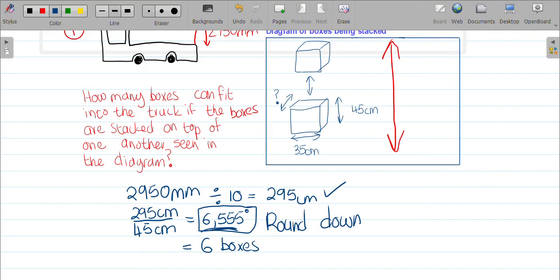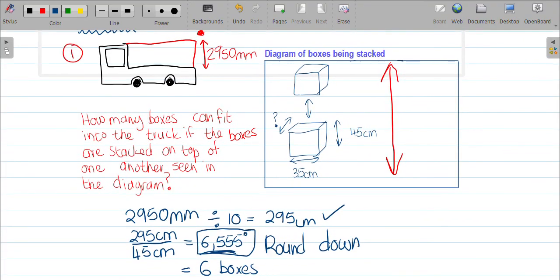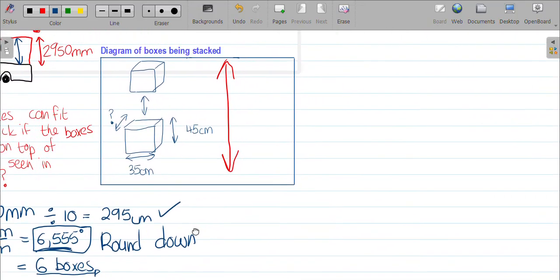Okay, and I'll explain it one more time. The reason is that when we are stacking the boxes, we're stacking them vertically, obviously, and there will be six whole boxes that can fit this way, point 555, but that means that 7 boxes will not fit in. We do know 6 whole boxes will fit, and therefore the answer is 6 boxes. Okay, so I hope this is helpful.